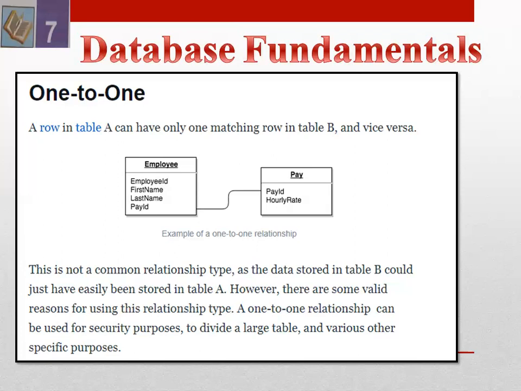Chairman runs department, so only one chairman can run one department at one time. Only one manager manages one branch at one time. So this is one-to-one relationship. One employee has one pay salary and pay scale. So this is an example of the one-to-one relationship.